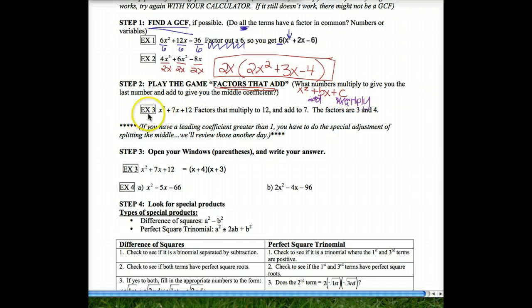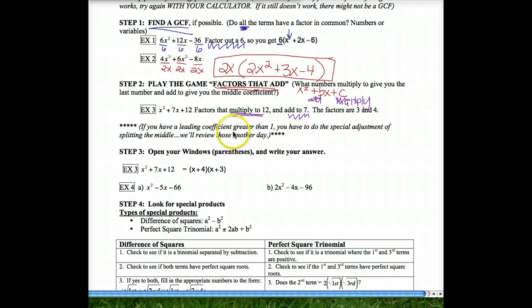So looking at example 3 here, you would always check for GCF first, because again, that's step 1. It's like an order of operations. But when I look here, all 3 don't have an x in common, and they can't have any numbers in common because the x² just has a 1 as its coefficient. So there is no GCF here, so I go straight to playing the factors that add game. I'm looking for what multiplies to the last number, so multiplies to 12 and adds to the middle number, which is 7.